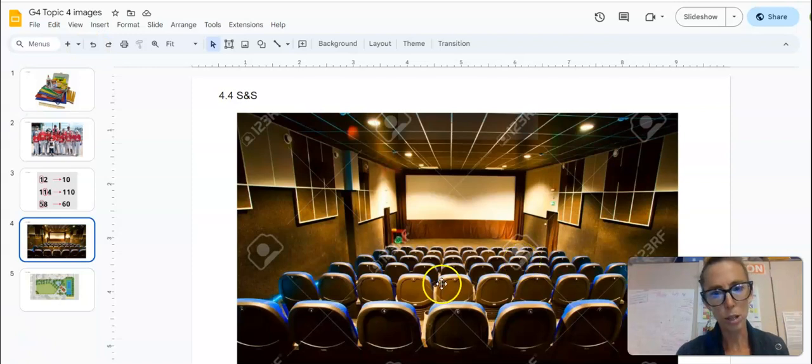And you really want to bring out the term rows, that there are rows of seats. And how many seats are in each row? Is there just 2 chairs in each row in this theater? No, that would look kind of weird. So you could have that conversation and then roll into your solve and share.